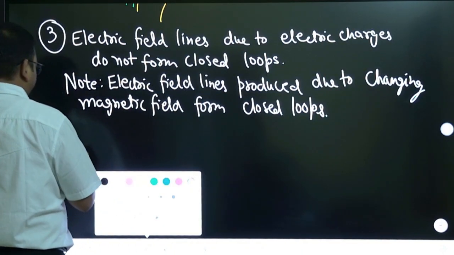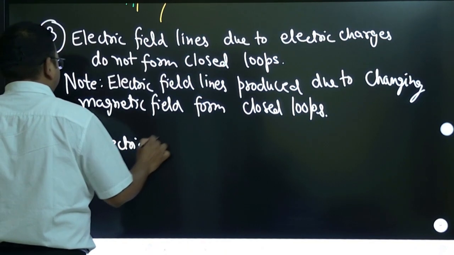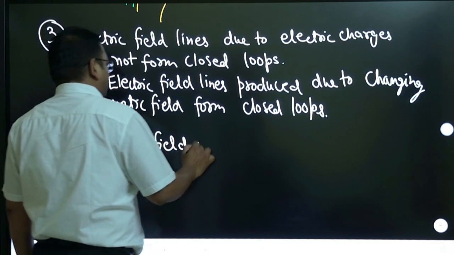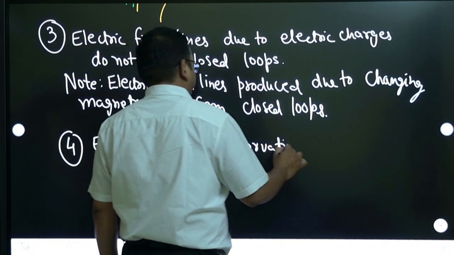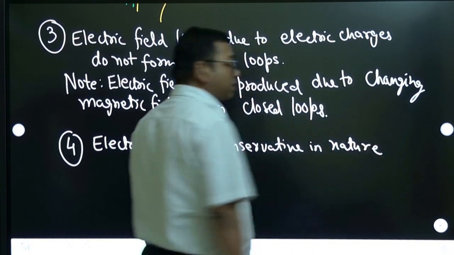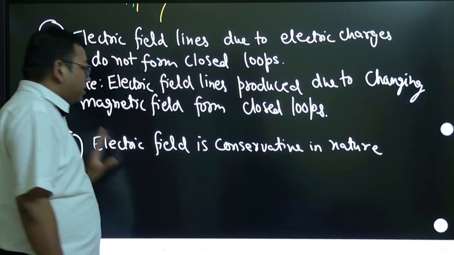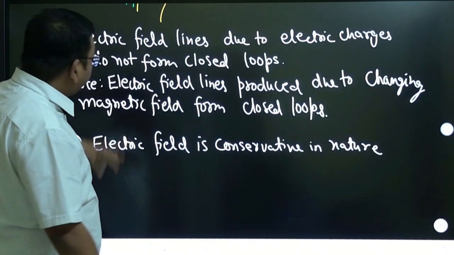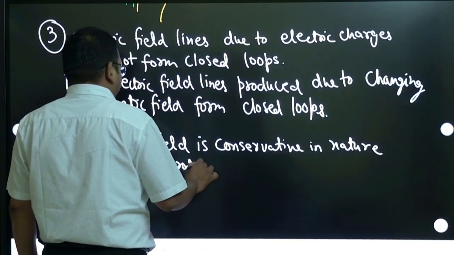point. Number 4, electric field is conservative in nature. Already we discussed that in forces, but here also this point comes. But again, which electric field is this? The electric field produced by charges.